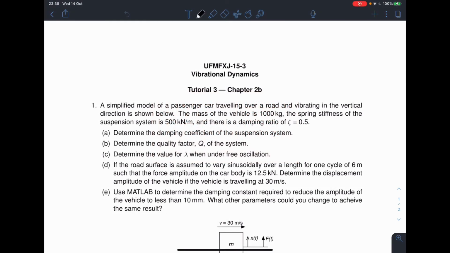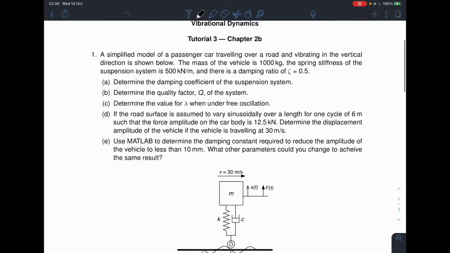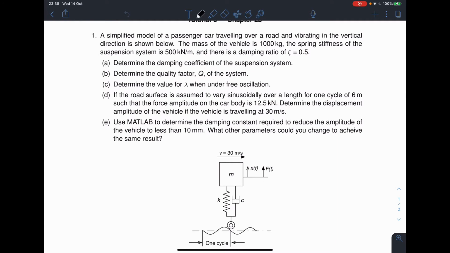So this is tutorial 3 for Vibrational Dynamics, and it's based on the content for chapter 2b. So we have a simplified model of a passenger car travelling over a road and vibrating in the vertical direction. The mass of the vehicle is 1,000 kilograms, the spring stiffness of the suspension is 500 kilonewtons per metre, and there's a damping ratio of 0.5.